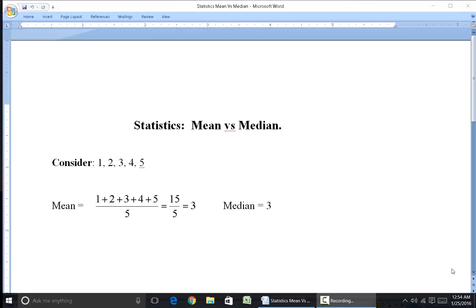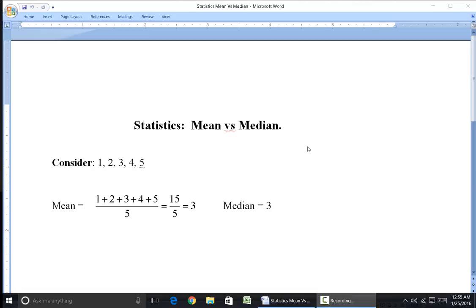In this video, we're going to be looking at the mean and the median and talk about when to use one or the other. The mean and the median are both measures of central tendency. So basically they're used to compute the average of a set of data. So let's look at how to compute each.